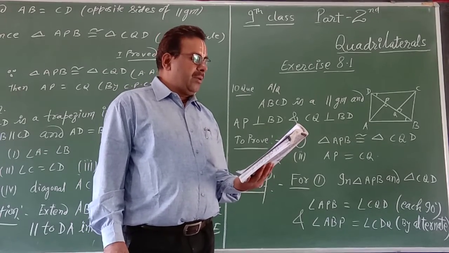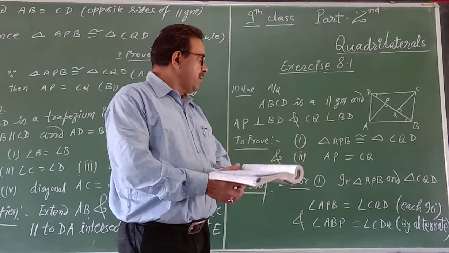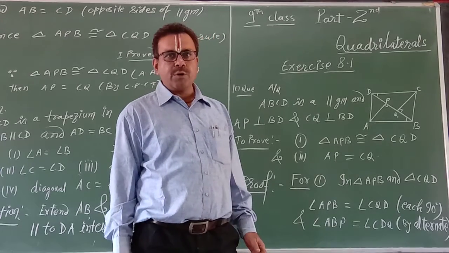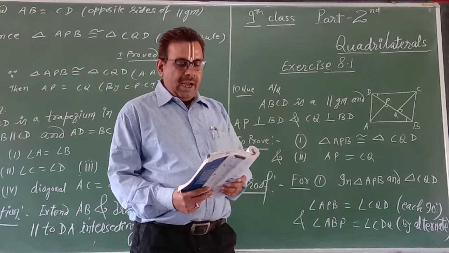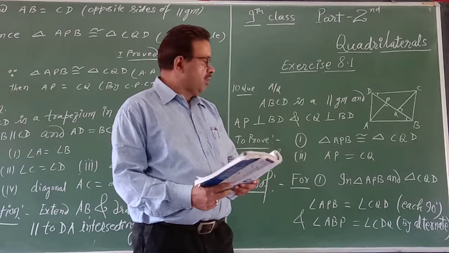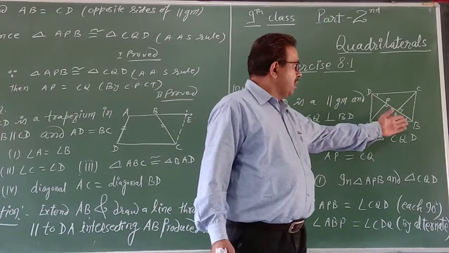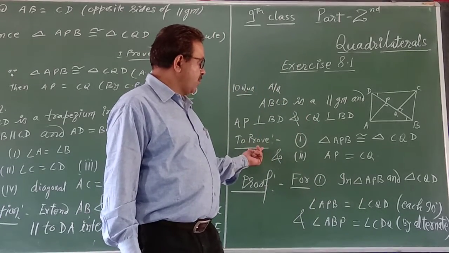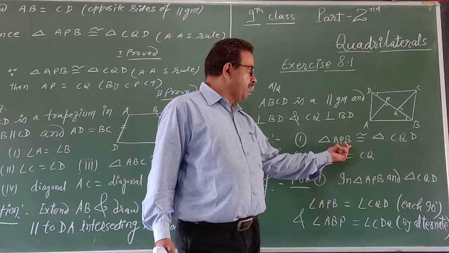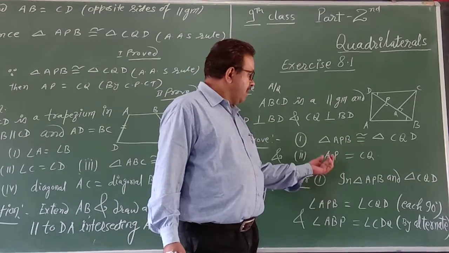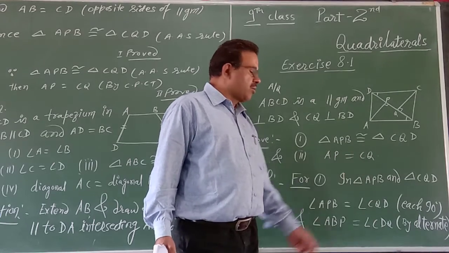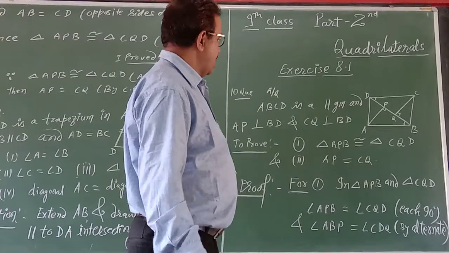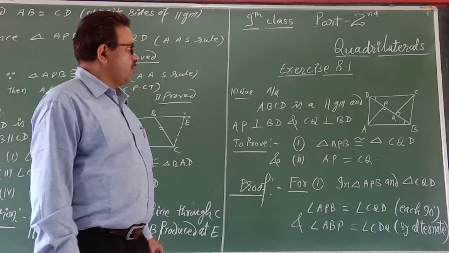As given here, ABCD is a parallelogram. So first we think what is the property of a parallelogram. Next, as given, AP and CQ are perpendicular on the diagonal BD. It is the symbol of perpendicular. We need to prove, first, triangle APB congruent triangle CQD, and in the second part, AP equal to CQ. So first you think what we are given and what we need to prove.